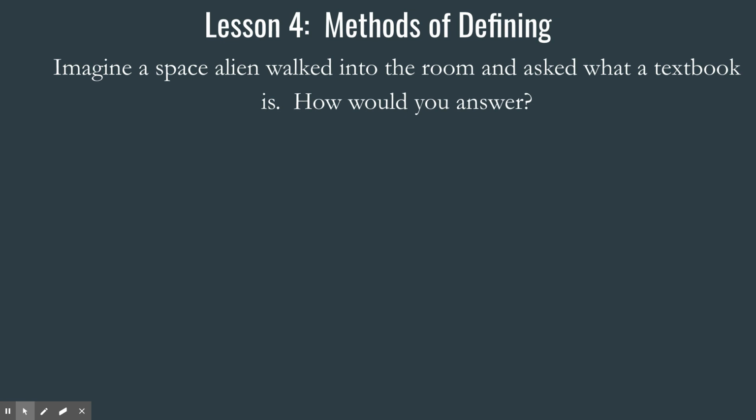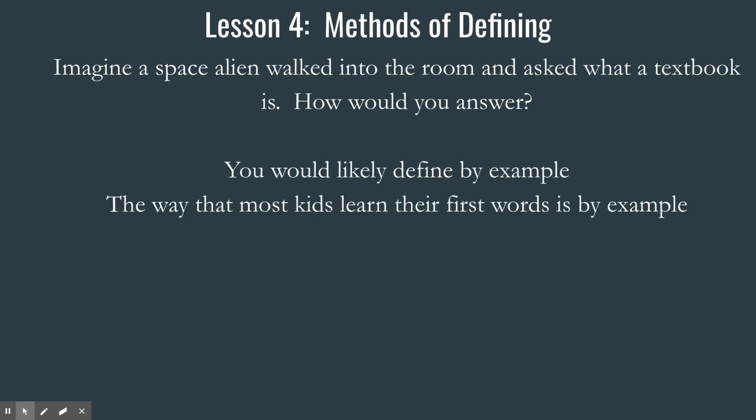Okay, so we would likely all know to just hold up a textbook and show an example. And that's what we call defining by example. And the way that most kids learn their first words is by example. Now, none of you remember being babies, but maybe some of you have. I know Sally, for example, has got lots of younger siblings, and she's probably seen her parents pick up an endless stream of objects and be like, doggy, block, dad, mama, right? You are defining things by example. You're pointing to things and showing them what they are. And that's a perfectly helpful way of defining.